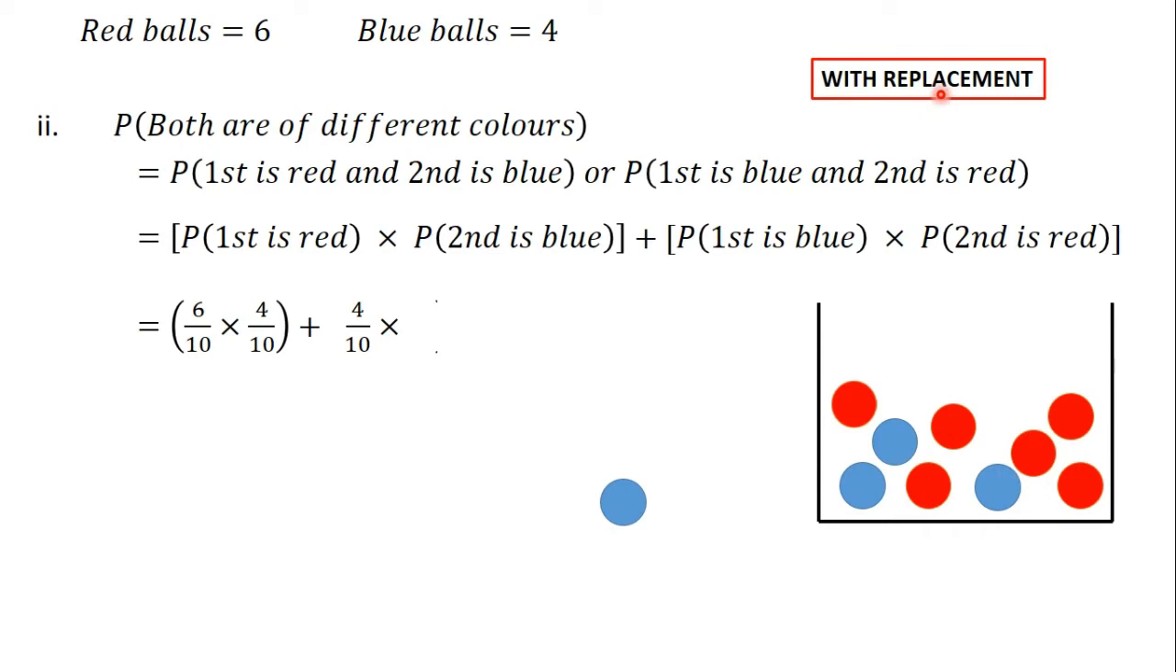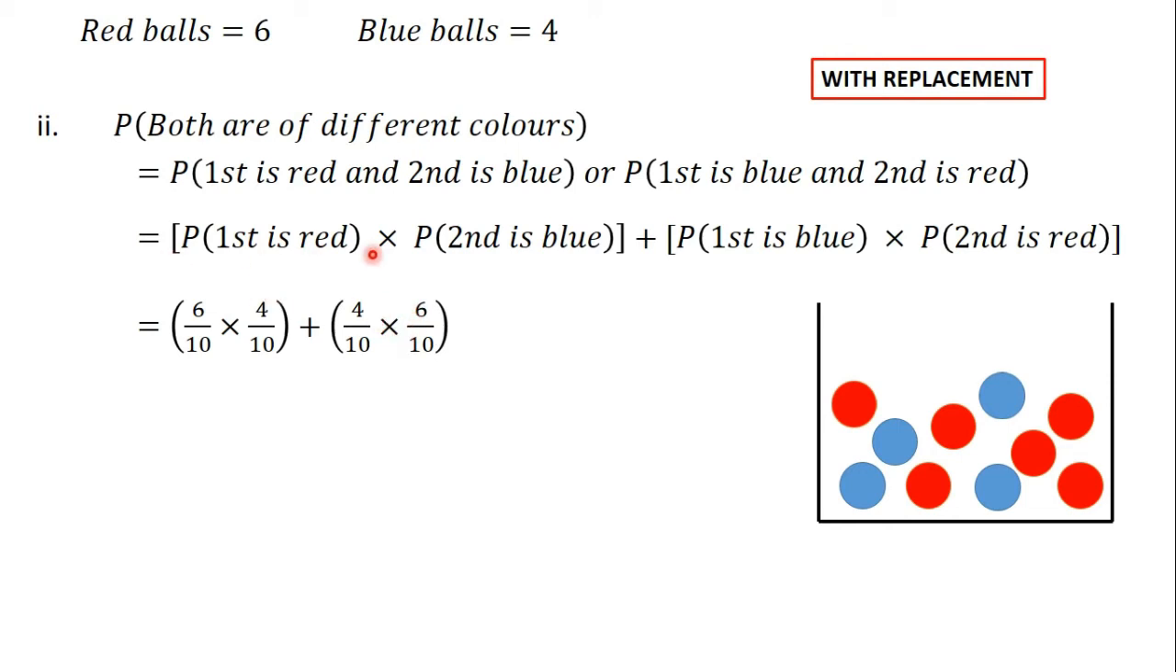But remember, we are selecting with replacement. It means that before we select the second ball, we will have to drop the first ball back into the box. Then we will select the second ball. Probability that the second is red. It means that for the second ball, we are selecting a red ball. We have 6 red balls in the bag, a total of 10 balls. So the probability is going to be the number of red balls, which is 6, divided by the total number of balls, which is 10. This is for the second case.